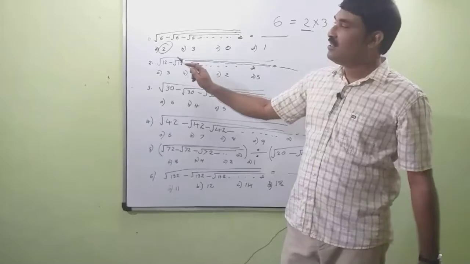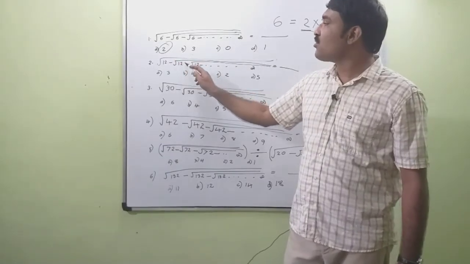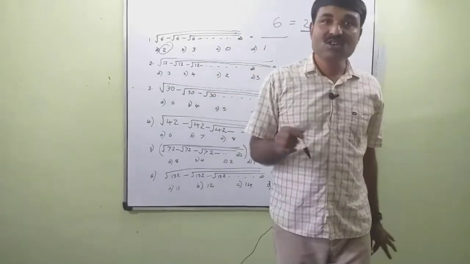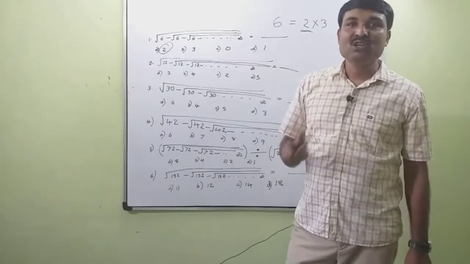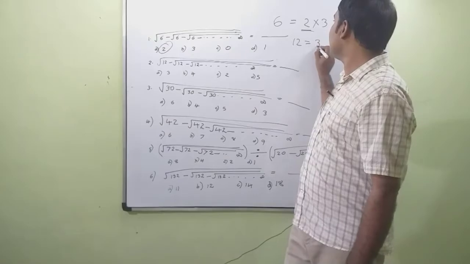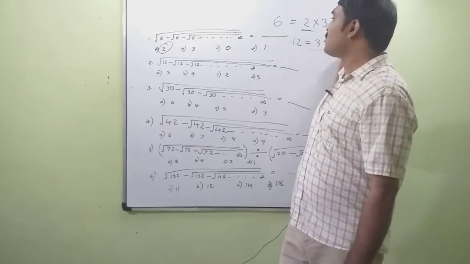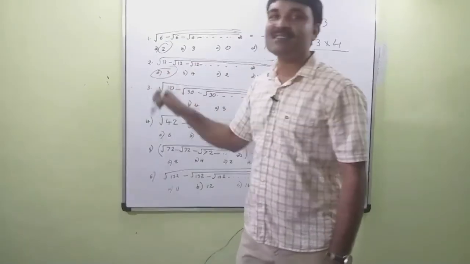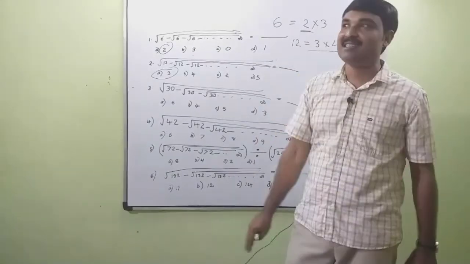Look at this question. Square root of 12 minus square root of 12 minus square root of 12. So we can write 12 as a product of two consecutive integers, that is 12 is equal to 3 into 4. So the answer is A, that is the smallest of the consecutive integers.